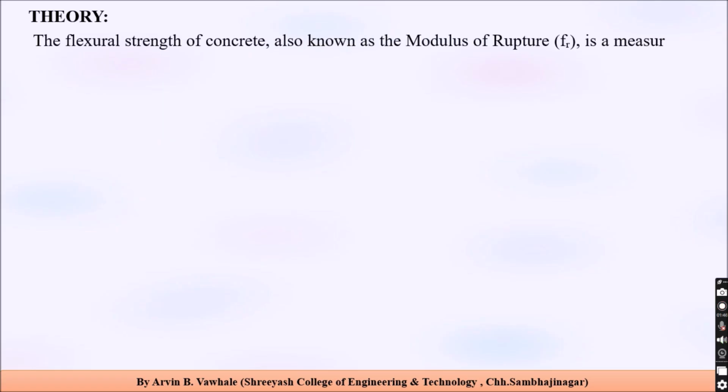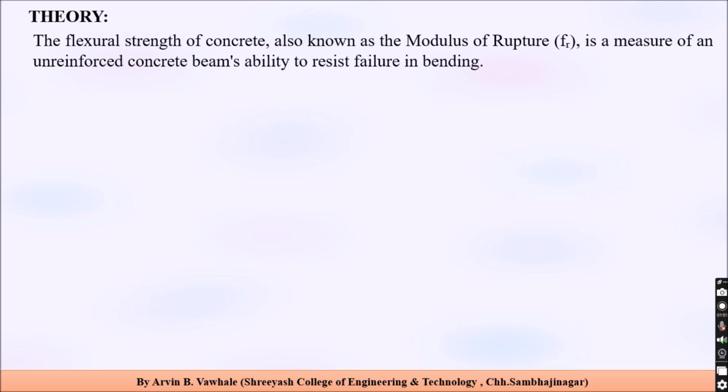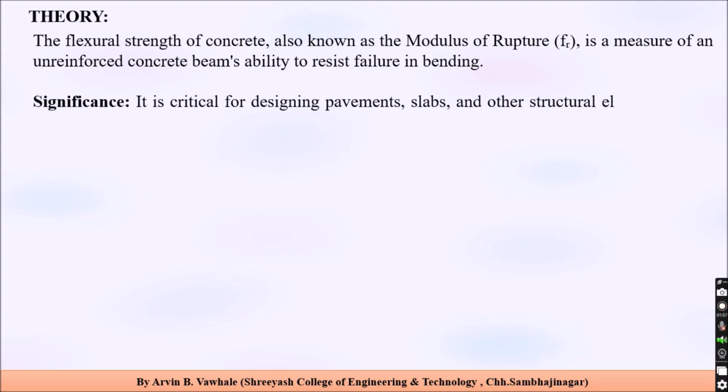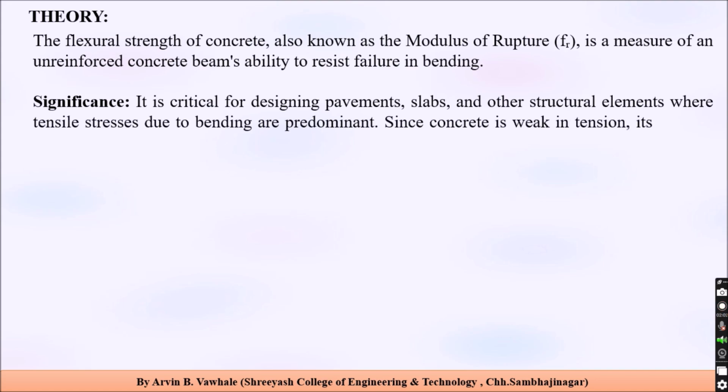Theory: the flexural strength of concrete, also known as the modulus of rupture, f_b, is a measure of an unreinforced concrete beam's ability to resist failure in bending. Significance: it is critical for designing pavements, slabs, and other structural elements where tensile stresses due to bending are predominant. Since concrete is weak in tension, its flexural strength is a key design parameter.